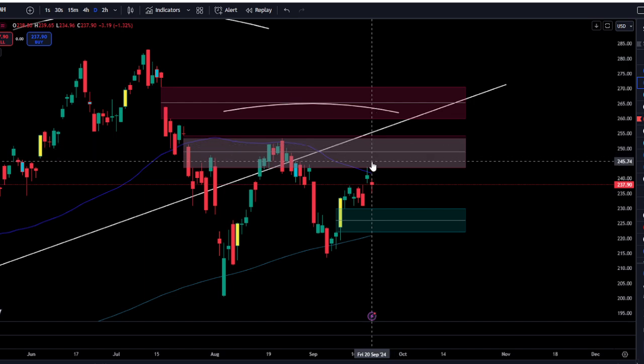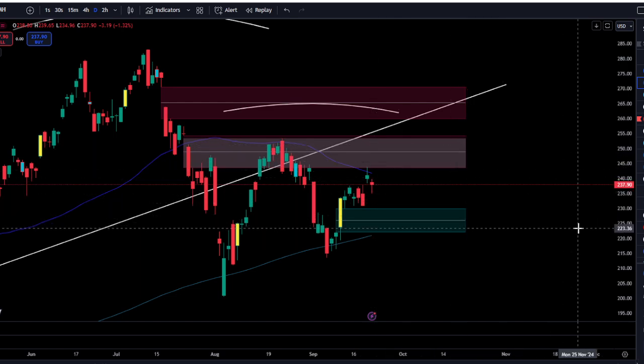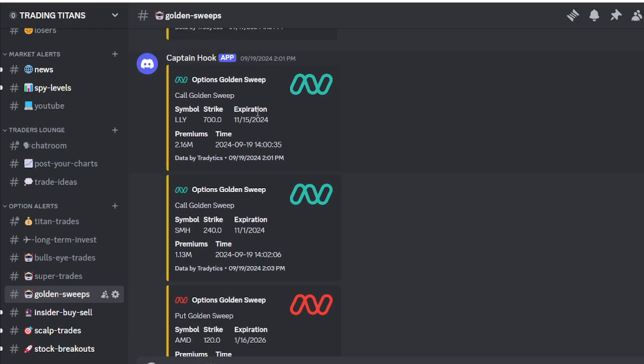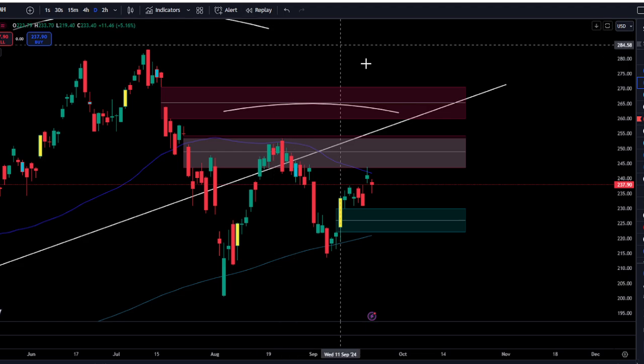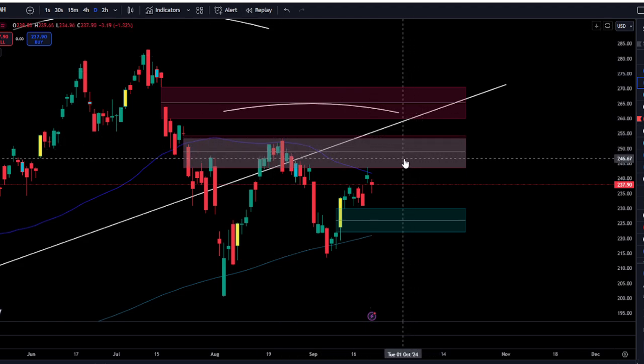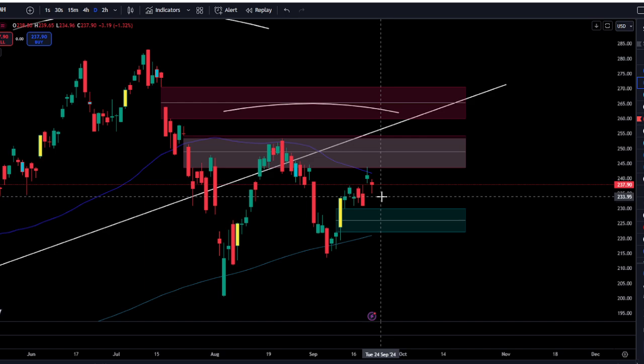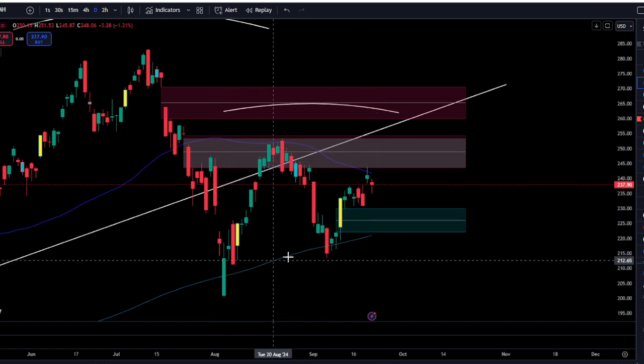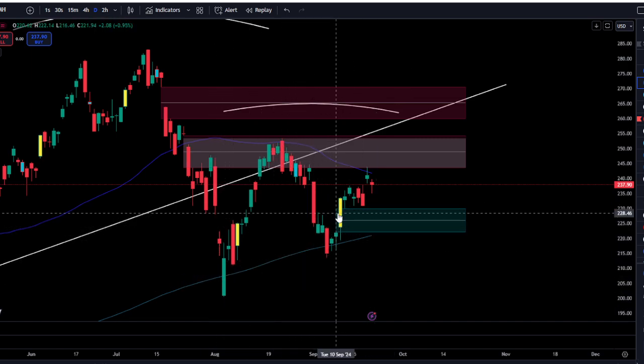And then you're pretty much close to 240. When was this alerted? Let's see when this SMH call was alerted. It was alerted on the 19th of September, which was last Thursday, I believe. So you want to see a breakout above the fair value gap here. You have a higher low forming, you have a potential double bottom forming.